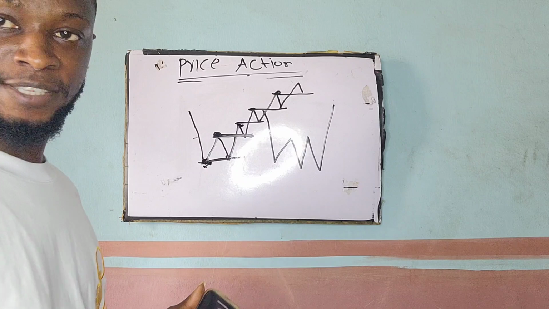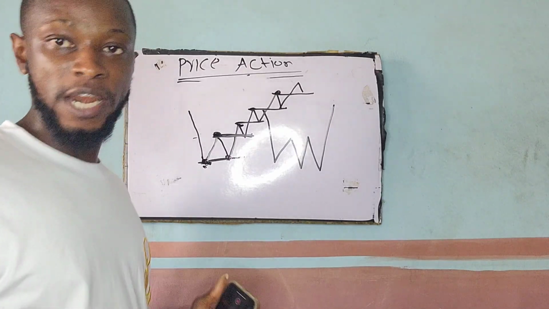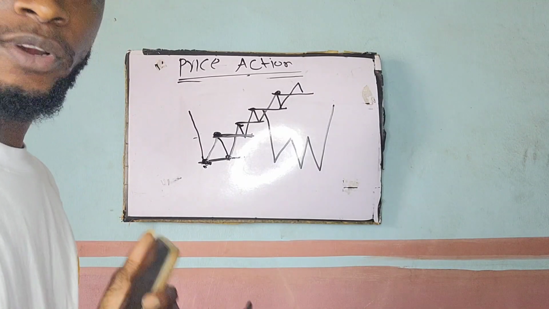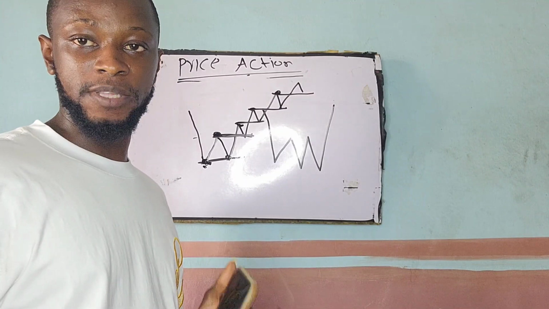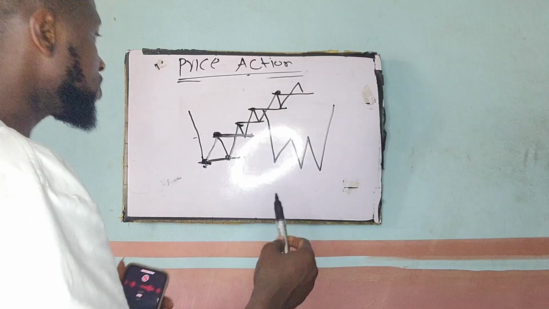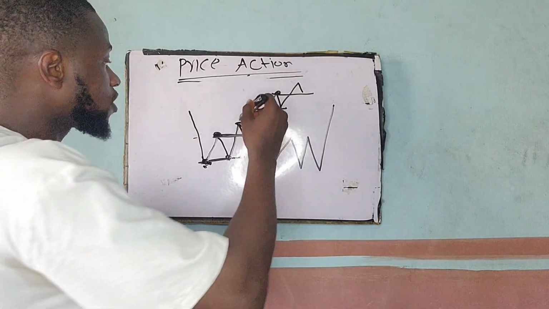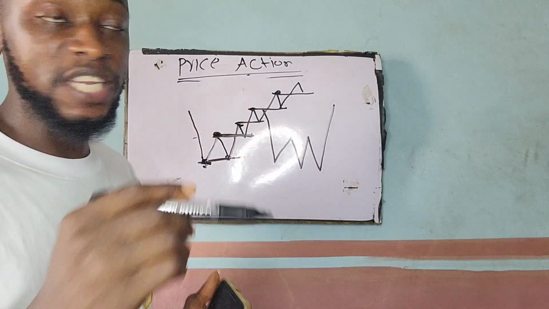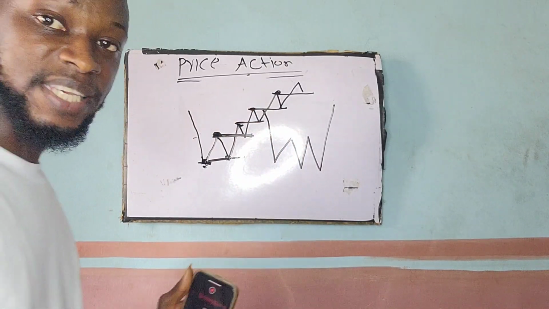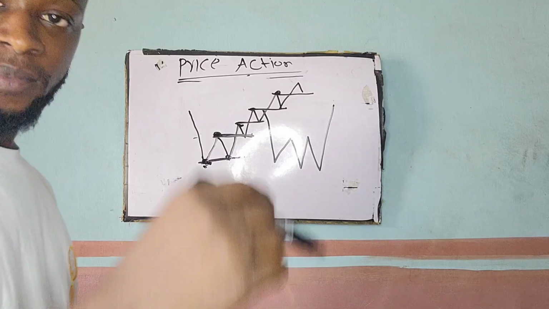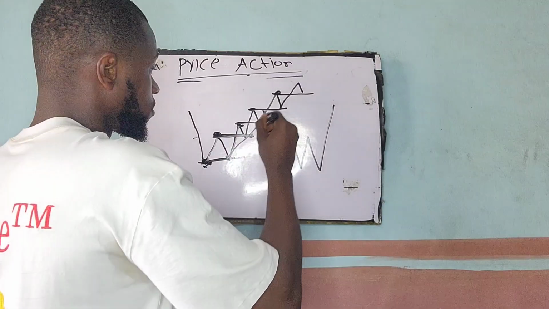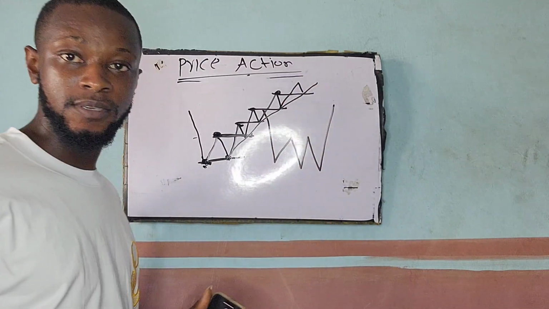Because of this W, the second leg has strength to push up, and the more you push up, the more bias enters the market. So if you draw your trend line, it will show you the next place the market will go, to create another lower low, or create another higher low for it to create a higher high.